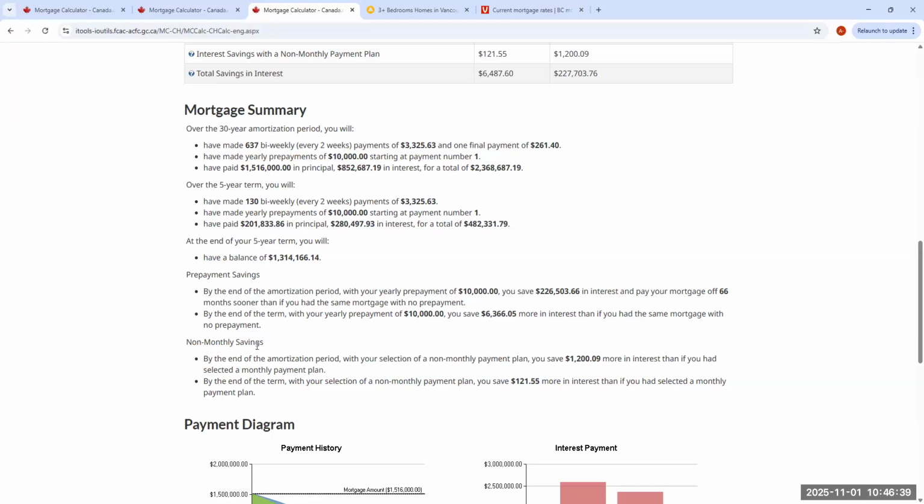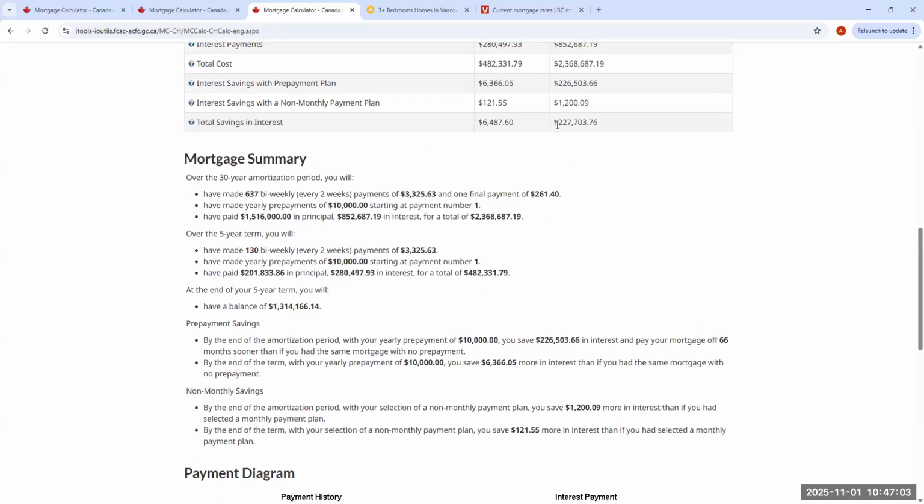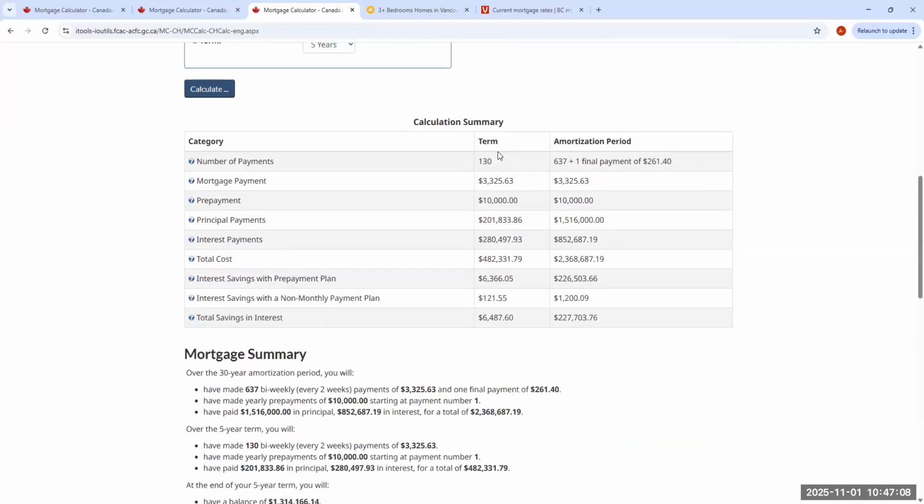With non-monthly savings, because we're doing the bi-weekly, by the end of the amortization, with your selection of non-monthly payment, you have saved $1,200 in interest compared to monthly payments. So by only doing bi-weekly, over the entire period, you're gonna save $1,200. Over the 5 years, you're gonna save only $120.